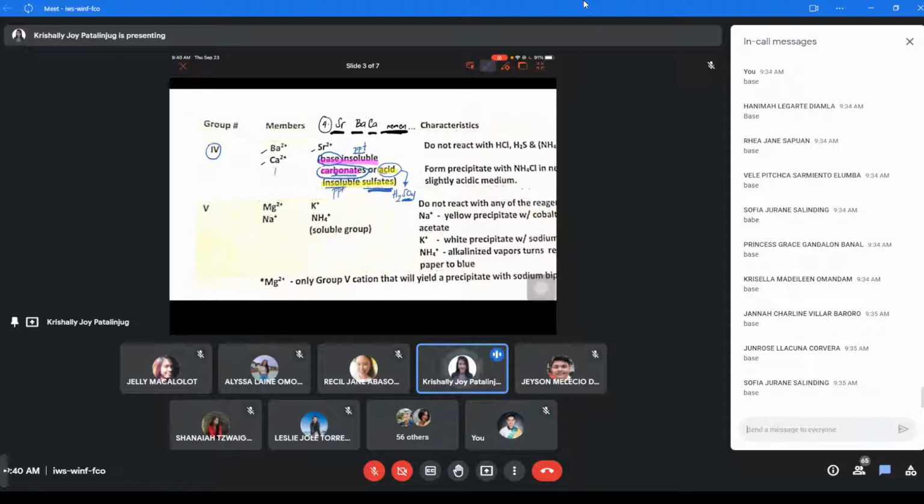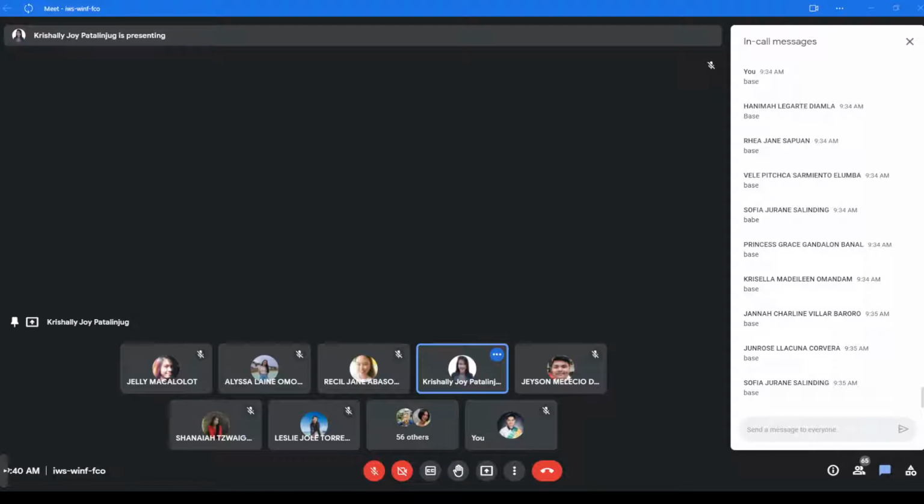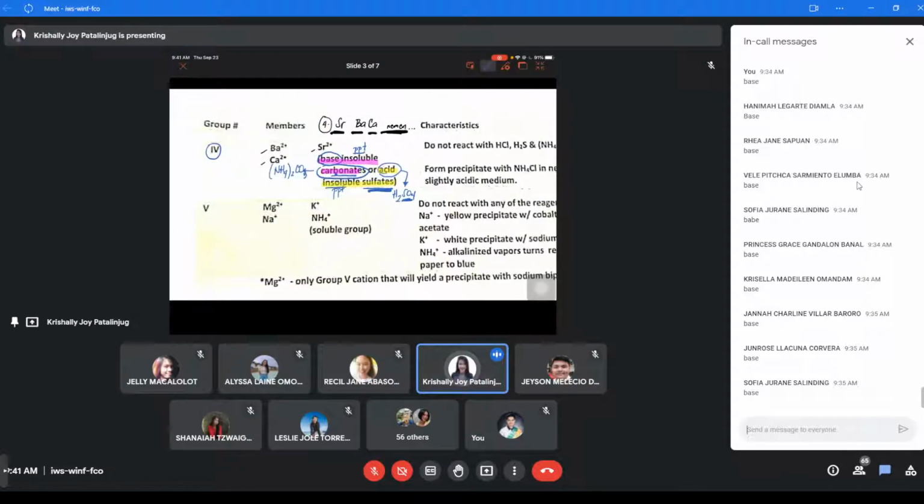Okay? Then ammonium carbonate, ito naman, pwede din sila mag-separate, precipitate in the presence of ammonium carbonate. Kasi if you try to check the formula ng compound, may carbonate na, then may ammonium. Ammonium is basic, 'di ba?